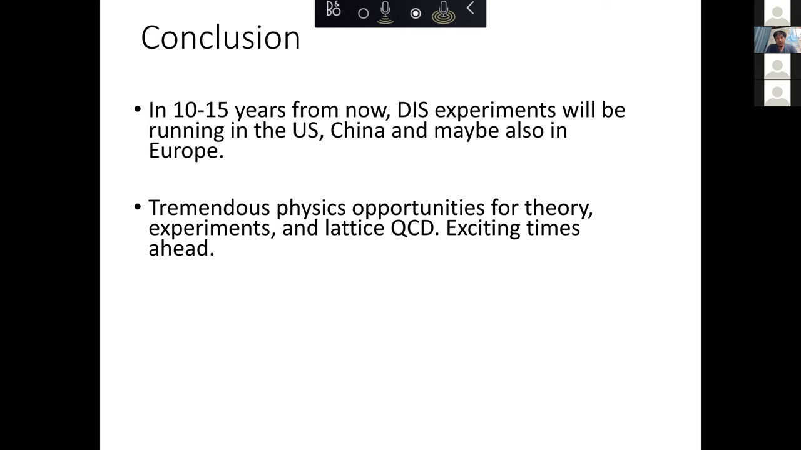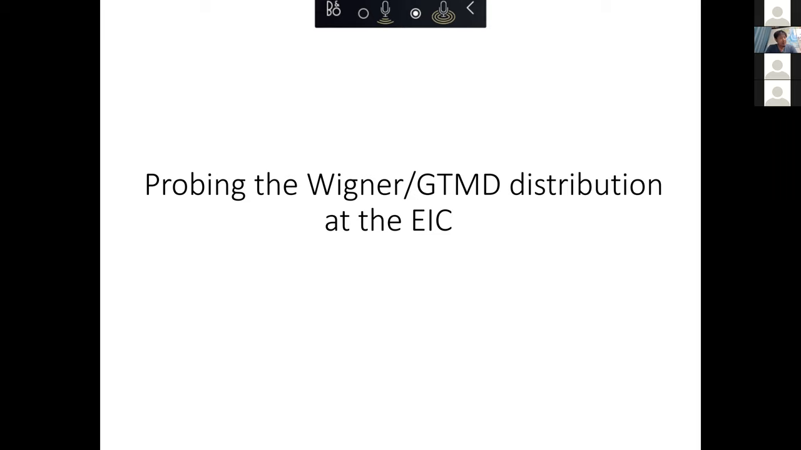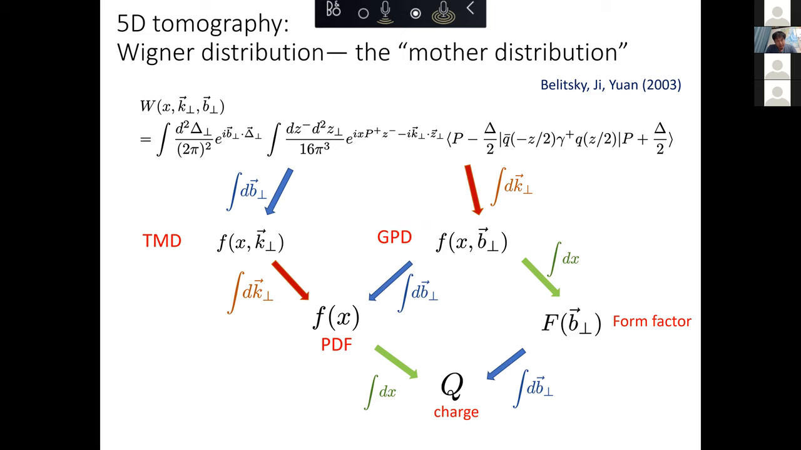If not, I can go to the second part, which I expect to be shorter than the first part. But that's the Wigner or the GTMD distribution function at the EIC. I briefly mentioned the Wigner distribution function, and that as a phase space distribution function, it gives you a five-dimensional tomography. That's five because you have x and a two-dimensional vector k_perp and a two-dimensional vector b_perp. So that's five-dimensional. And here is the definition of the Wigner distribution function.